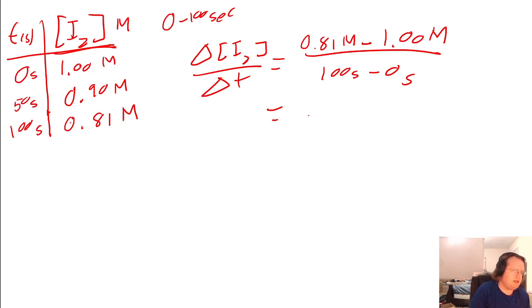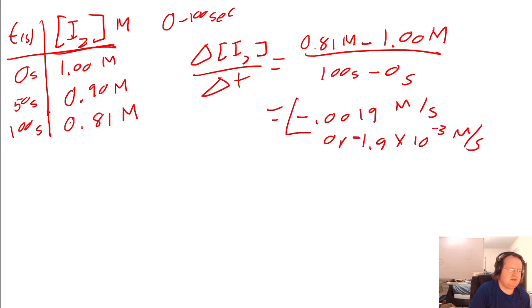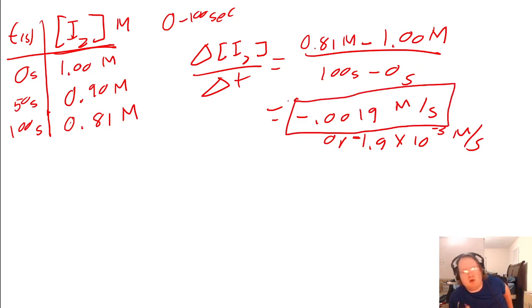And I'm going to get negative 0.0019 molar per second, or we could say negative 1.9 times 10 to the negative 3 molar per second. Those are both true statements, and they're both fine. Note that the unit for these is many times molar per second. We'll be looking at compounds where we report how their molarity changes. So this is the rate at which that changes from 0 to 100 seconds.